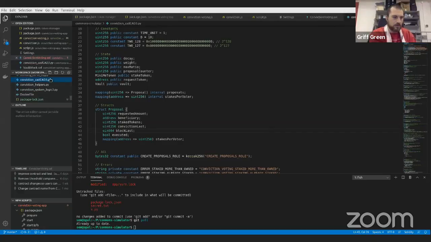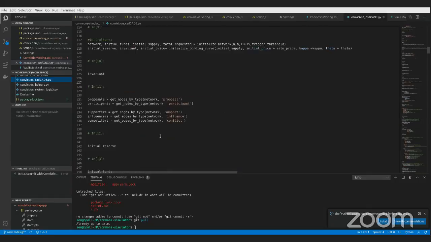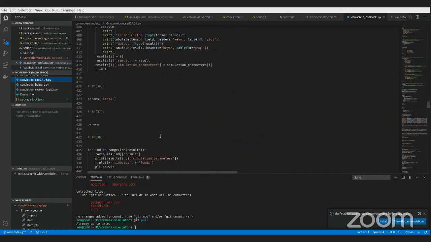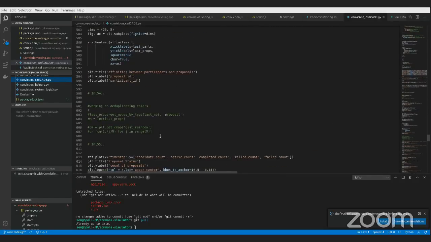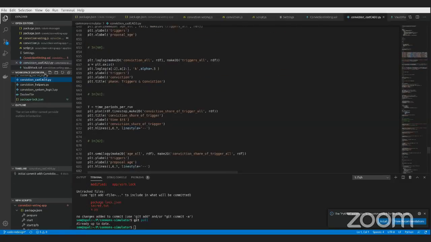Okay. We have conviction cadCAD 3, conviction helpers, and conviction system logic. Conviction cadCAD 3 is basically the simulation. It covers all the process and walkthrough of conviction voting. It creates the bonding curve, the proposals, the network of participants, and runs cadCAD. But it imports those two things.